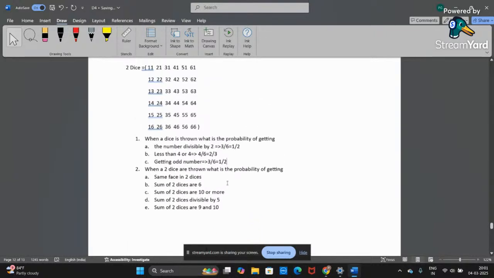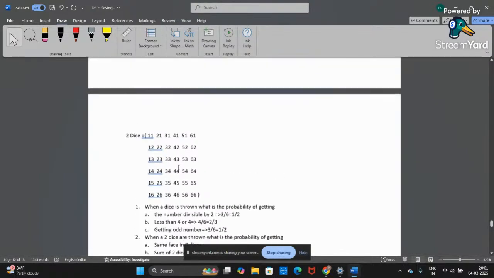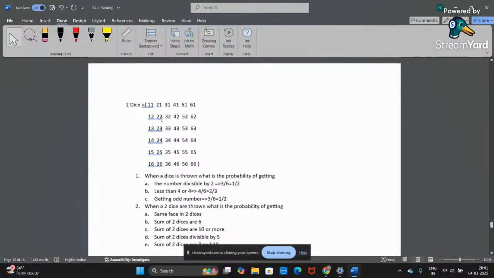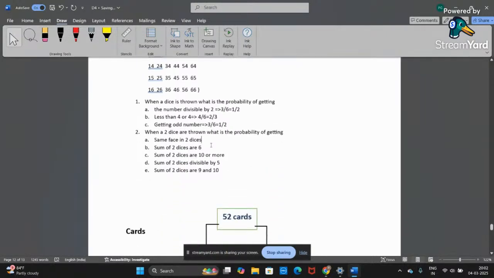Now let's move on to solve the problems on 2 dice. Same faces in 2 dice. Same faces means 1 1, 2 2, 3 3, 4 4, 5 5, 6 6. How many possibilities are there? 6 possibilities out of 36. So 6 out of 36. That means 1 by 6. This is your probability of getting same faces in 2 dice.